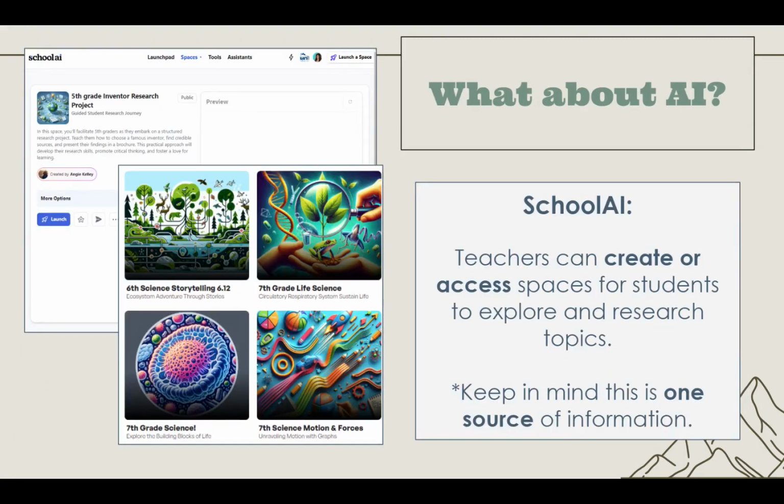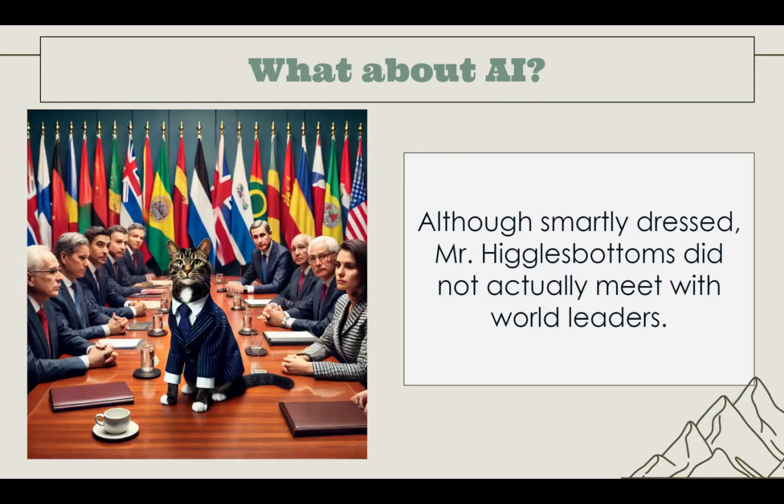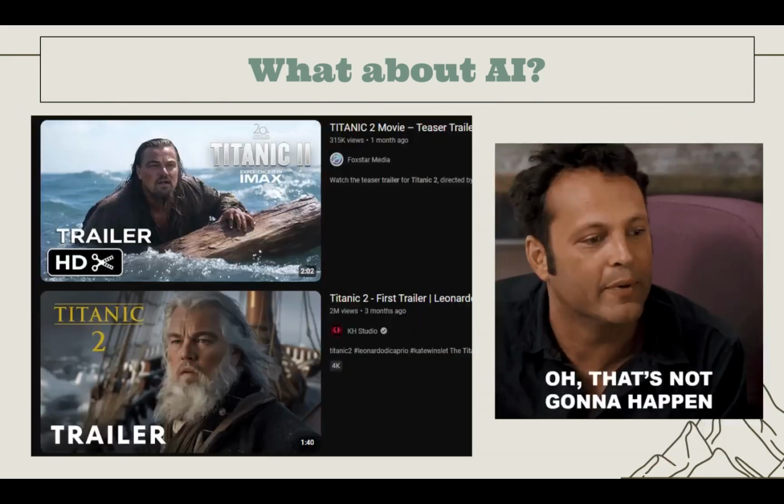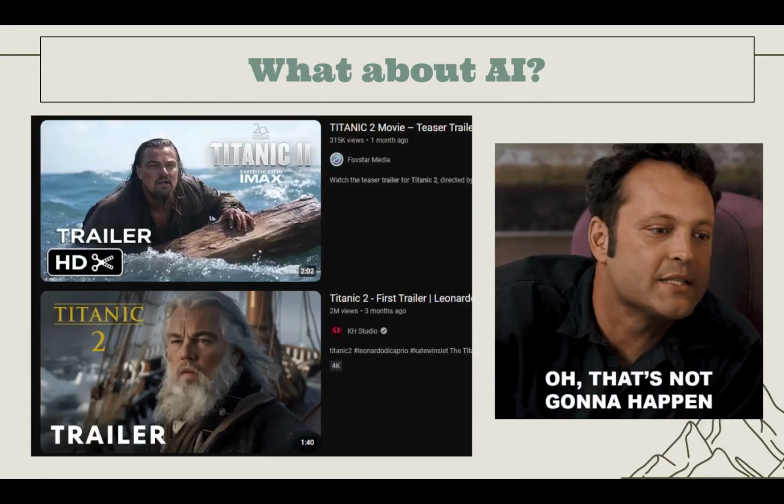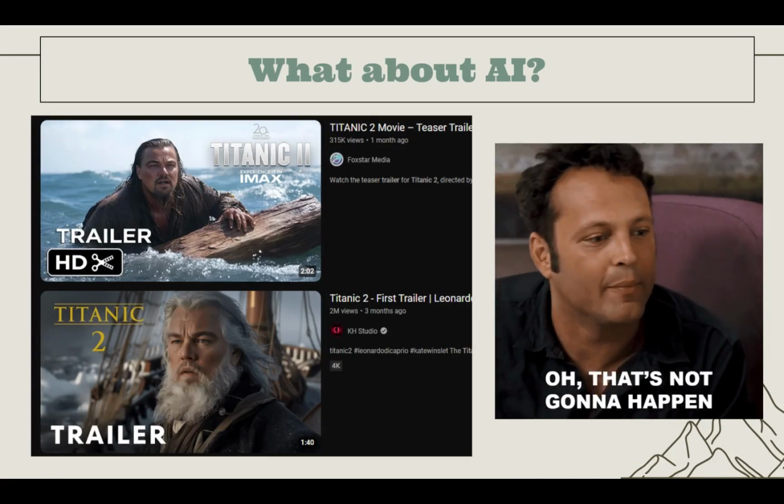Keep in mind, AI plays a role in this conversation as well. A tool such as School AI can be an amazing resource to customize a student-facing space based on a particular topic. However, it's important that we challenge students to examine the information they receive. This applies to videos and images as well. While these concept trailers are quite convincing, I don't see Titanic 2 happening anytime soon.